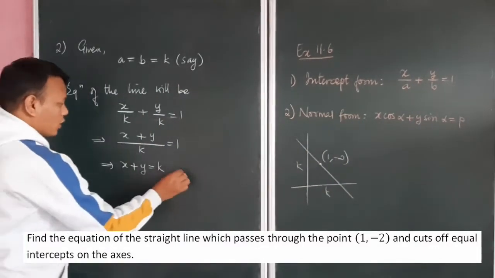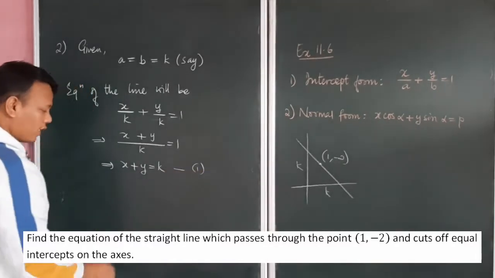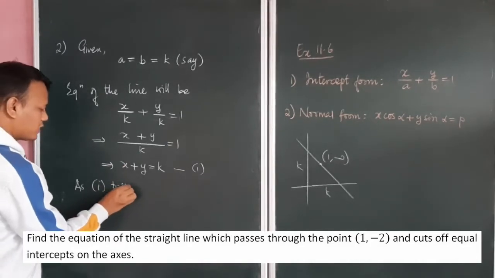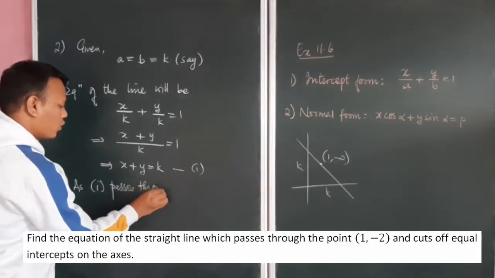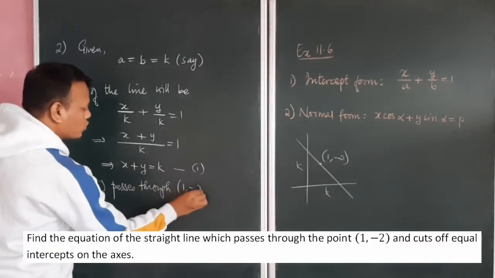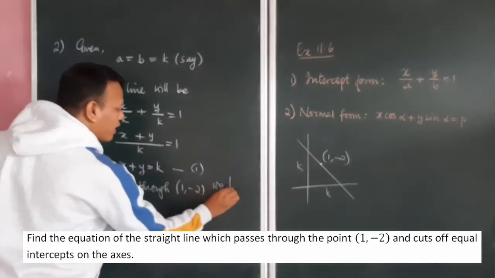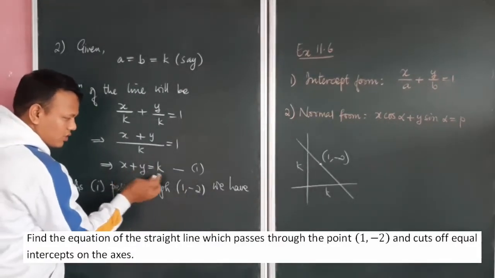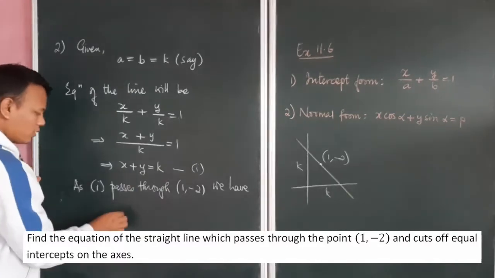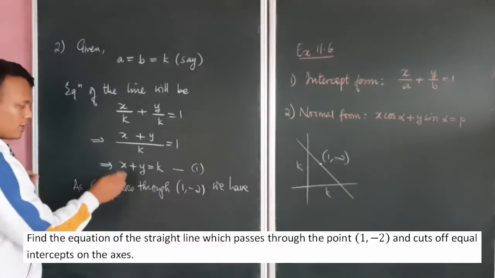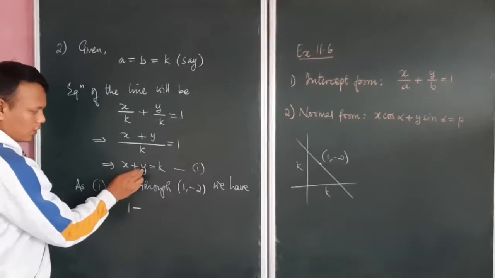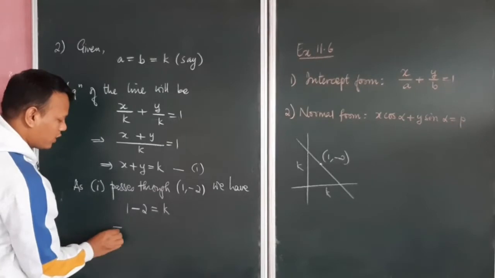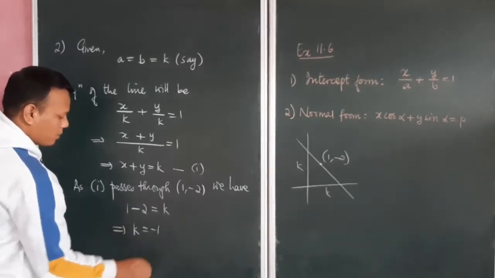Let me call this equation 1. This line passes through 1 comma minus 2, so x can be substituted with 1 and y can be substituted with minus 2. If we do that, we get 1 minus, instead of y we write minus 2, equals k. So what is the value of k from here? k is turning out to be minus 1.